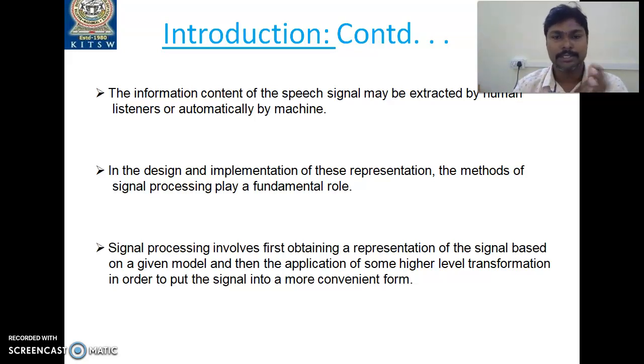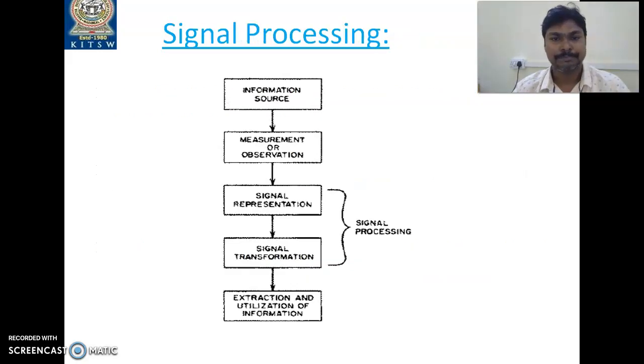In the design and implementation of these representations, the methods of signal processing play a fundamental role. Signal processing involves first obtaining the representation of the signal based on a given model, and then the application of some higher level transformation in order to put the signal into a more convenient form. Now let us look into the signal processing flow, how it could be.